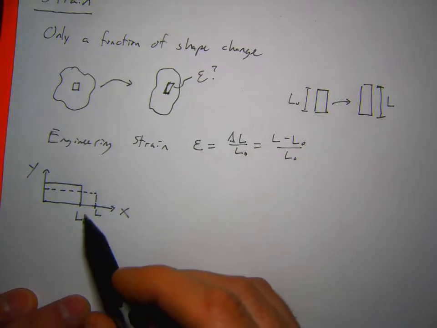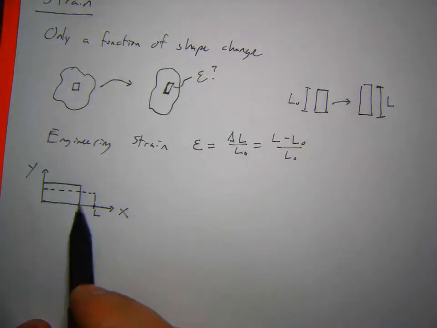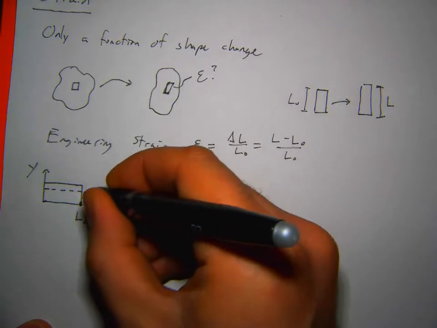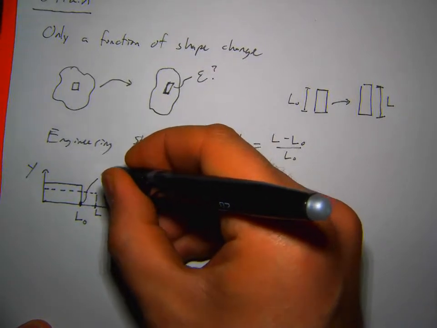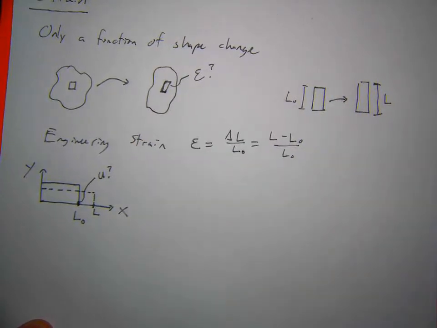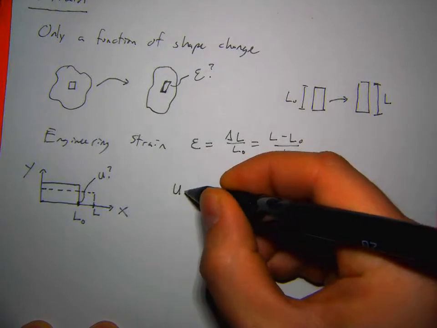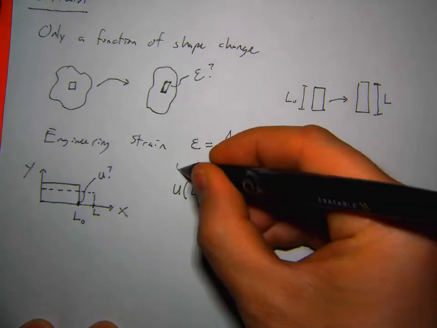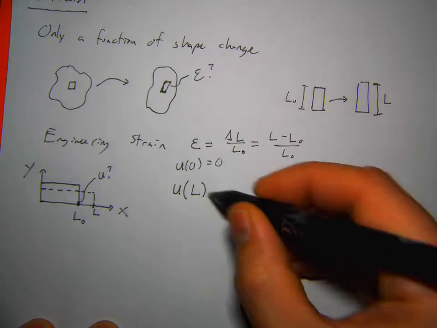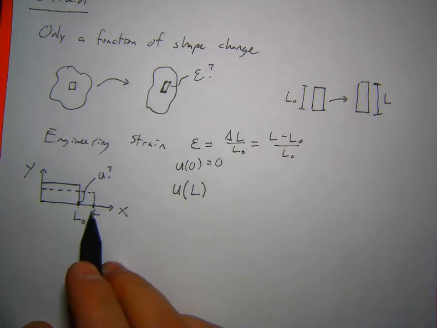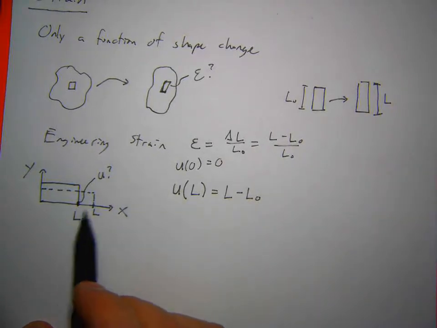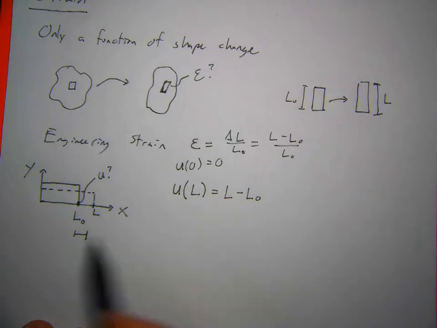So I want to figure out an equation relating the axial stretch of this body, or the displacement of this body, to that axial stretch. So if I have some point here at the end, what is the displacement u of that endpoint? So I can say the displacement u at my endpoint L, this u is now going to be a function of x, so the u at 0 is 0. My u at L, I've moved some distance L minus my original length L naught. So this is the absolute distance change that I've undergone.